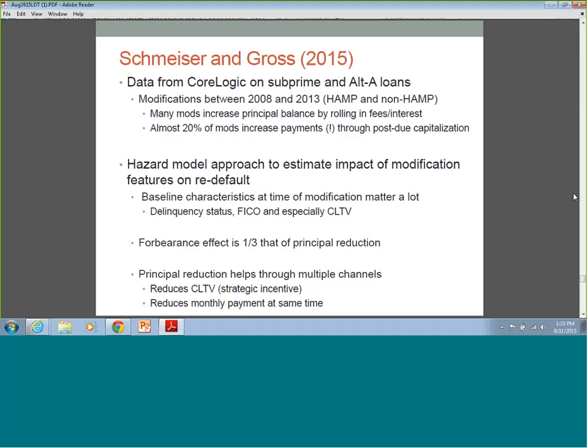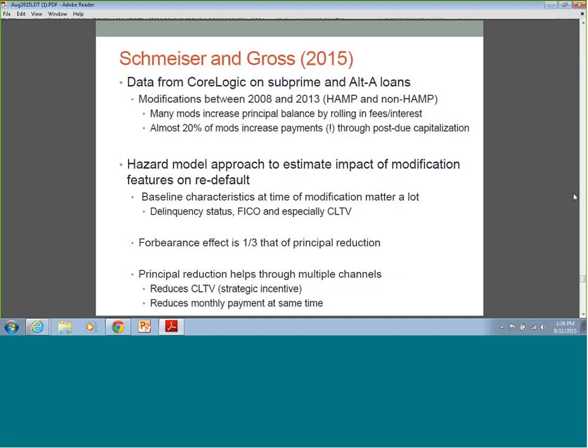I think one of the challenges with Max's approach is thinking about how the initial conditions relate to the terms of the modification. So people who are in a particularly bad spot with a high LTV or a high DTI, in some cases get a more generous modification. In other cases, they might not get a modification at all because it's NPV negative. So we want to think pretty carefully about the selection into getting a modification, and then, conditional on getting a modification, the endogeneity of the terms and conditions.